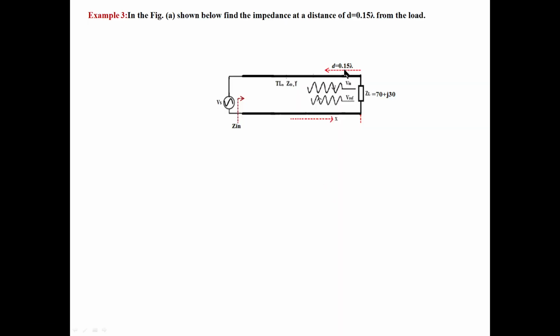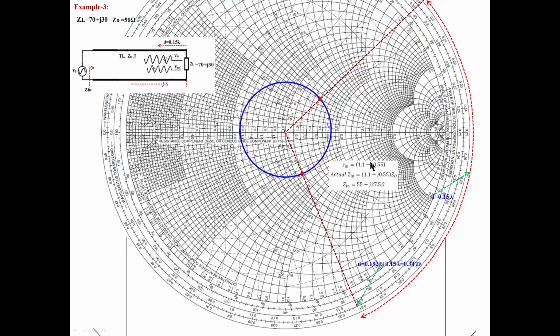What is the input impedance at this position? From the load point, you travel a distance of 0.15 lambda, stop, and find out the impedance there. That is the question here: find the input impedance. Is it visible?